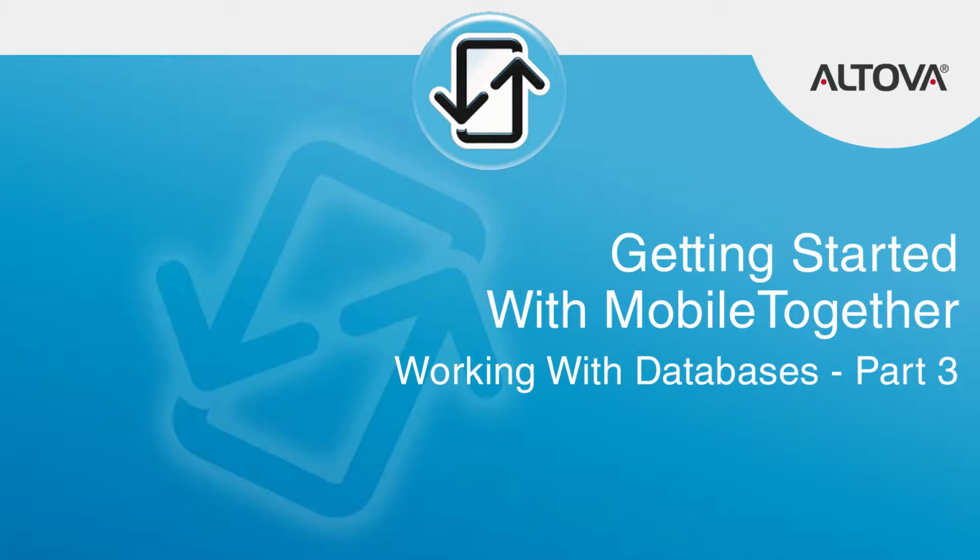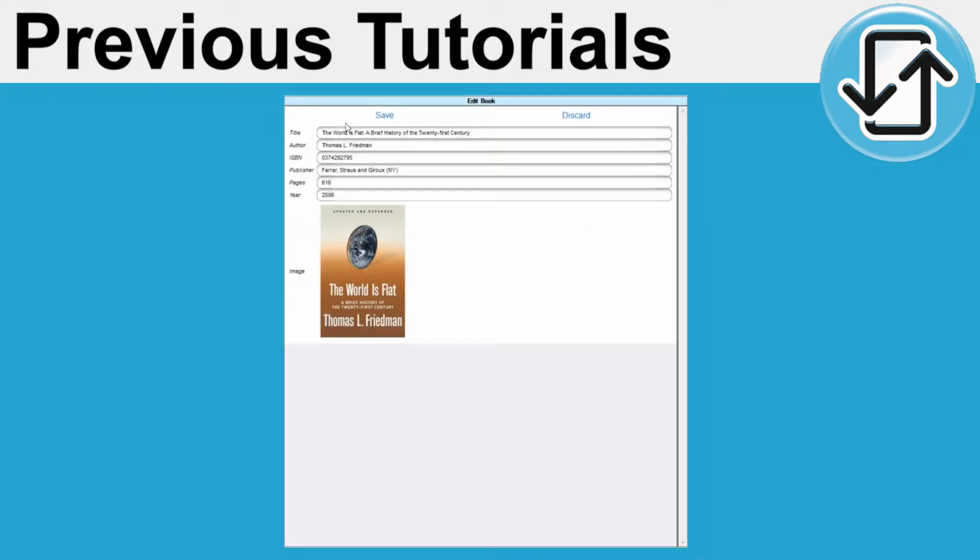Welcome to Part 3 in our series of tutorials aimed at working with databases in MobileTogether. The purpose of this tutorial is to explain how to enable users to upload images to your app. We will continue to build on the Books database example used in previous tutorials.